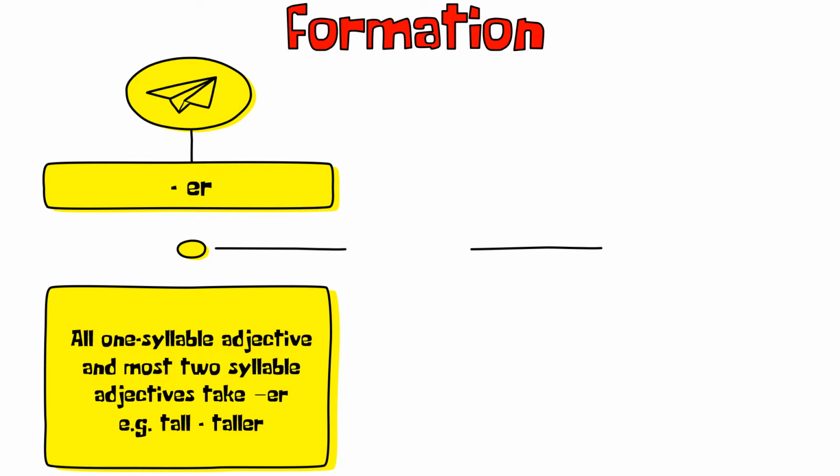Adjective. And most, here it mentioned about most, which means not all the two syllable but most. Most two syllable adjectives take er. Let's get an example: tall, it will be taller. Tall, it will be taller.